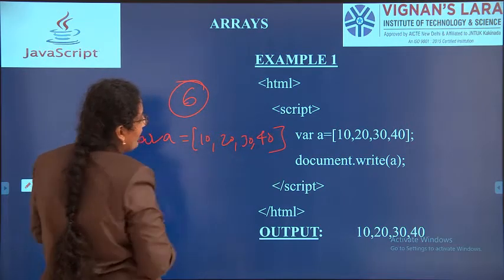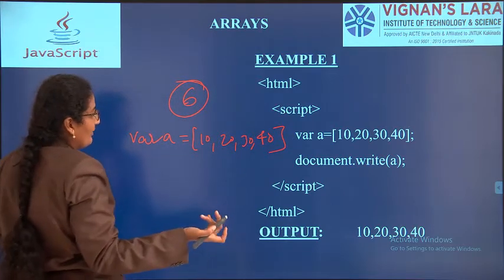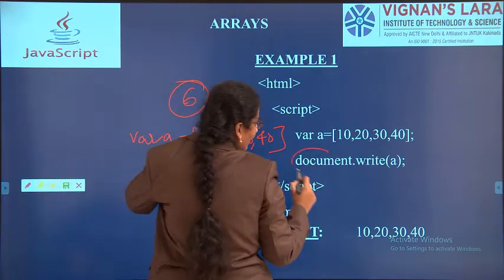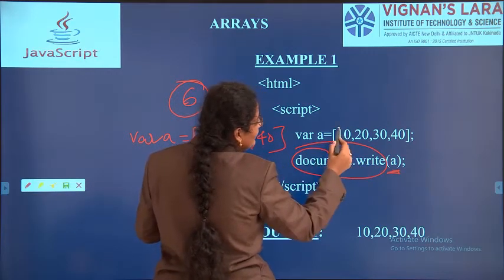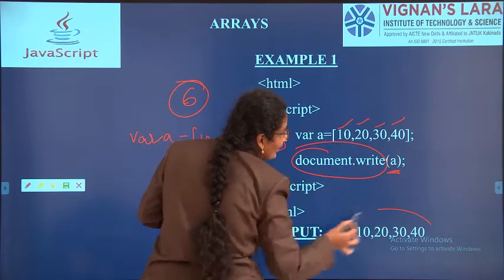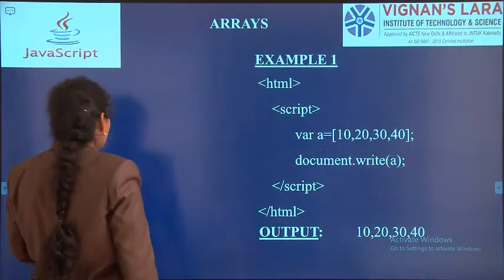In this way also you can declare. What will be the output? Obviously, for output we are using document.write. When we use the output statement and give A, which is 10, 20, 30, 40, that only will print as output.